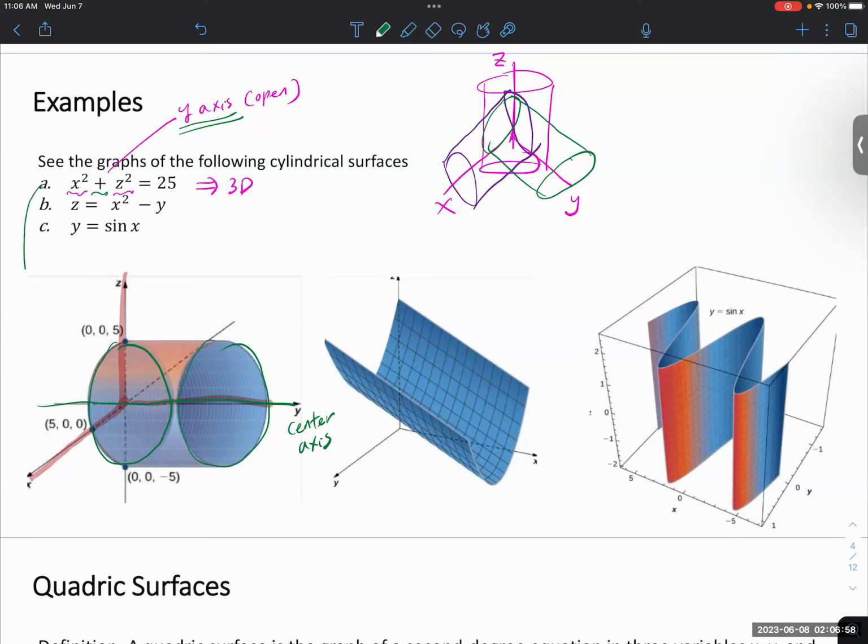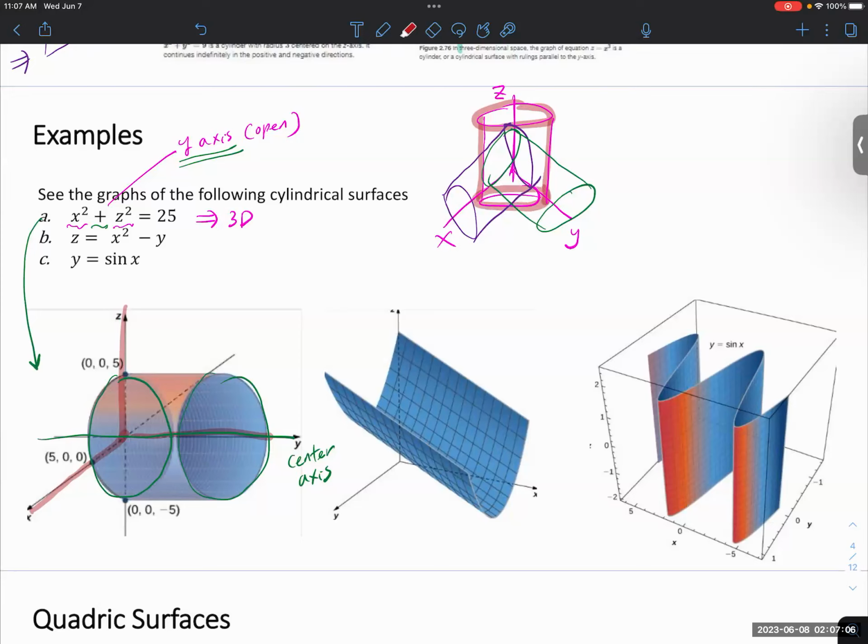If you want to describe this pink cylinder, you see that the z-axis is the center. So therefore, x squared plus y squared equals 25. That's going to be the equation. If your y-axis is the center, x squared plus z squared equals 25. In the other case, if the x-axis is the center, then y squared plus z squared equals 25.